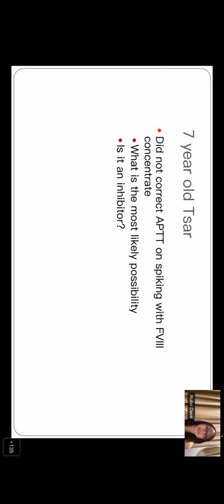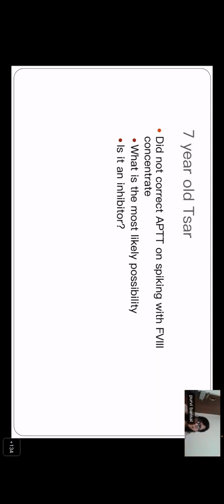Now coming back to our case, we did the similar spiking with factor 8 concentrate, but it did not correct the APTT. So what is your most likely diagnosis? Is it an inhibitor? Is it a high titer inhibitor?